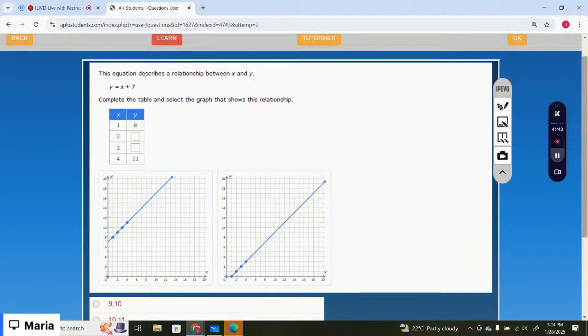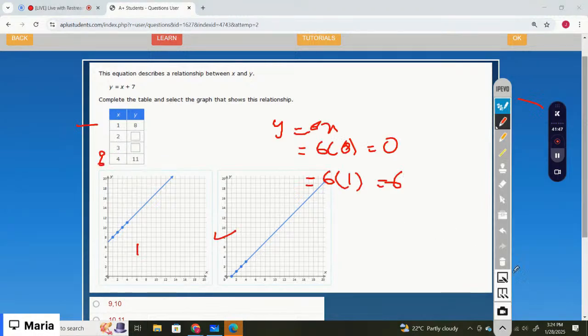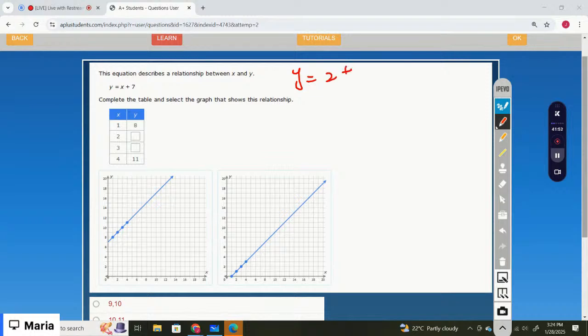This equation describes the relationship between x and y. Y equals x plus 7. So x equals 2 and 3. Just put the values, 2 plus 7, that is 9. 3 plus 7, that is 10. So correct option, that 10 it is. Okay, when x is 1, y is 8. The first one is the correct option.